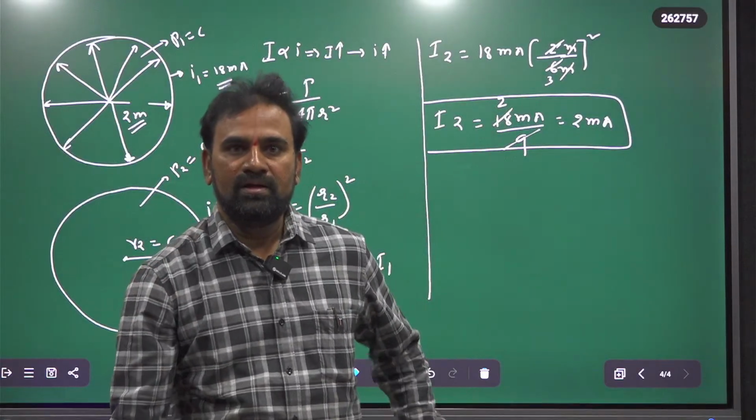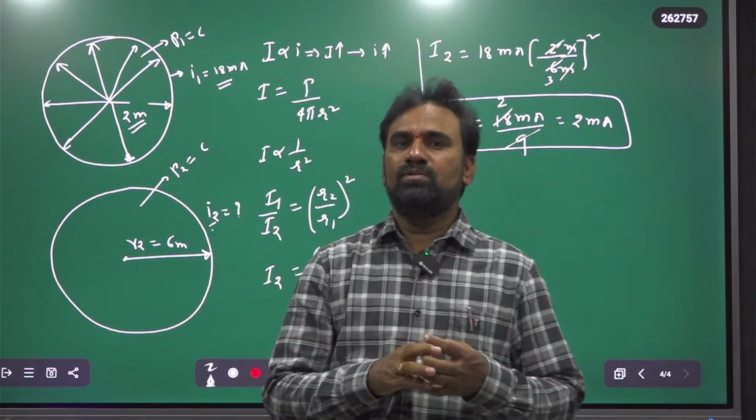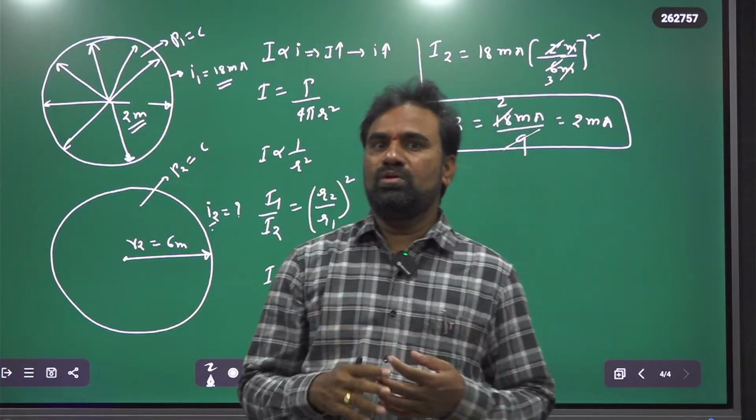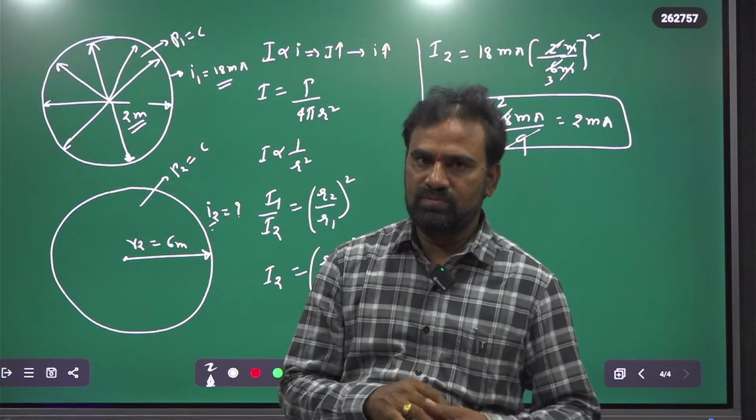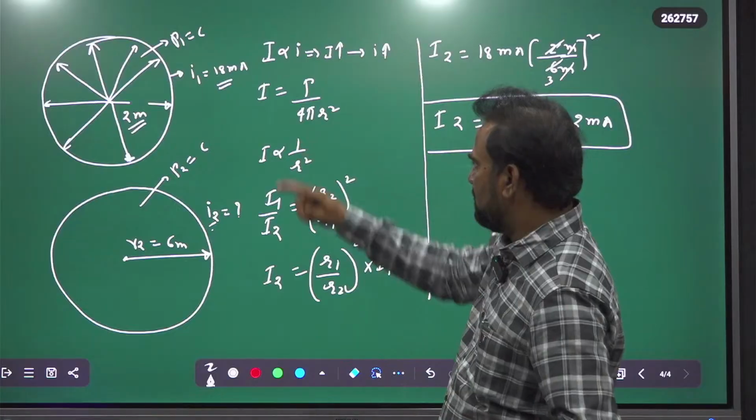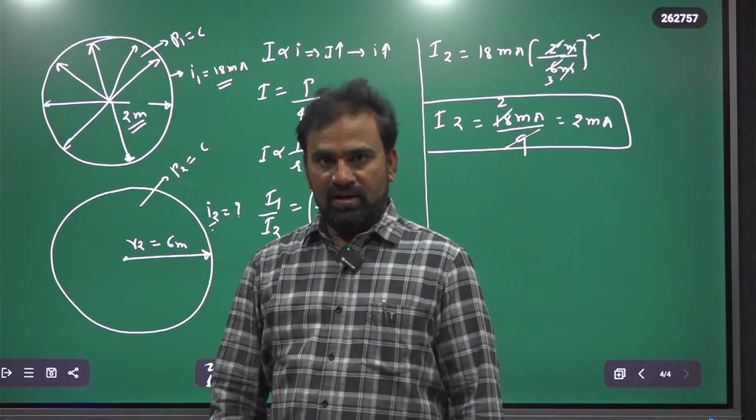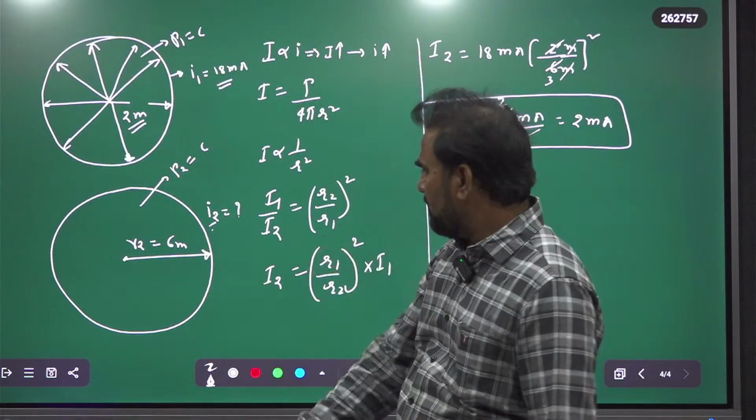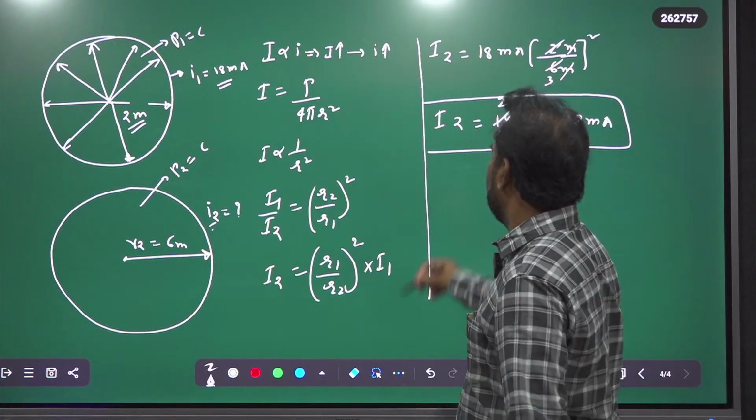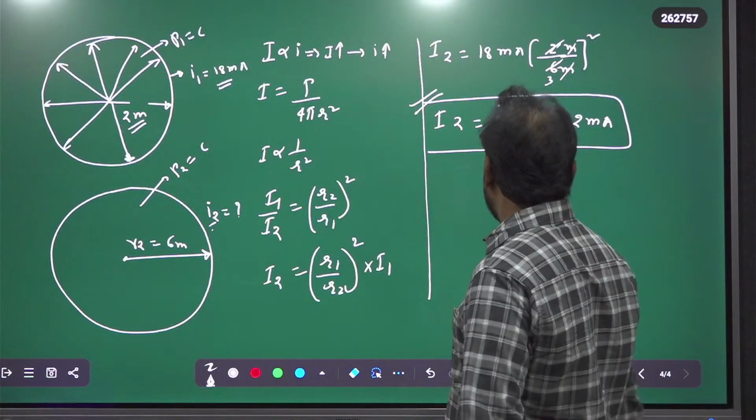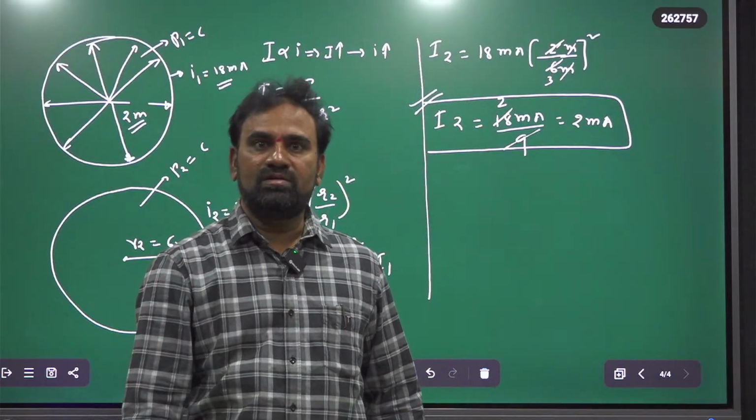Is it clear? That means the intensity of light is directly proportional to the emission of photons. When the emission of photons is more, the current is more. When the emission of photons is small, the current is small. So based on the concept, a point source with radius 2 meters produces a current of 18 milliamps. With the same point source, when the radius is increased to 6 meters, I2 is 2 milliamperes current. Is it clear or not?